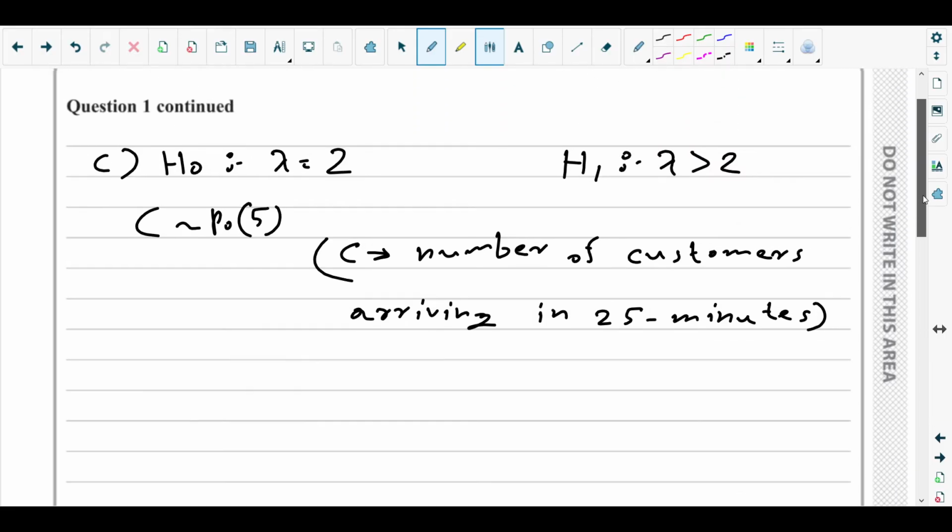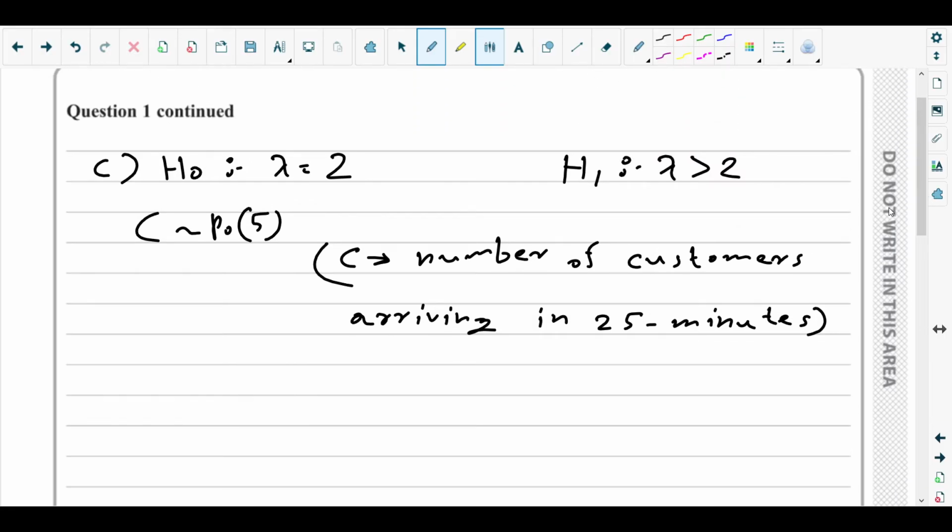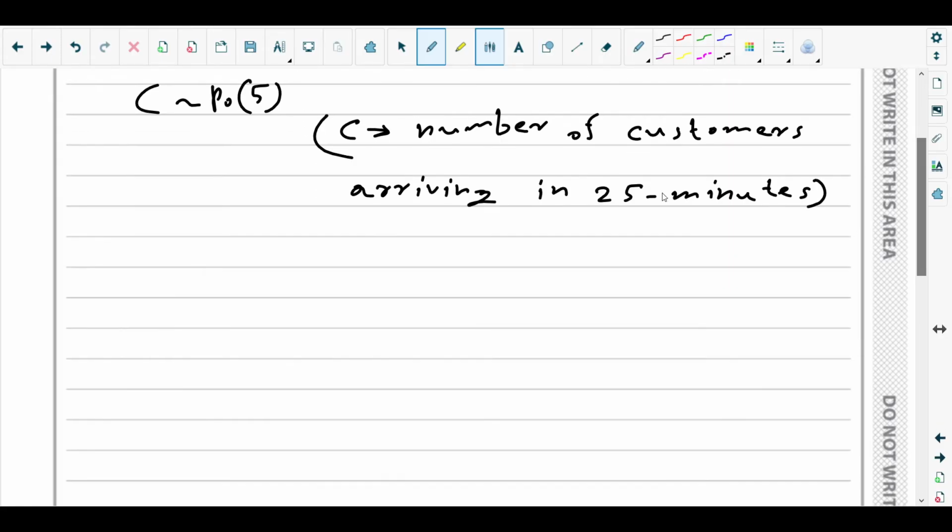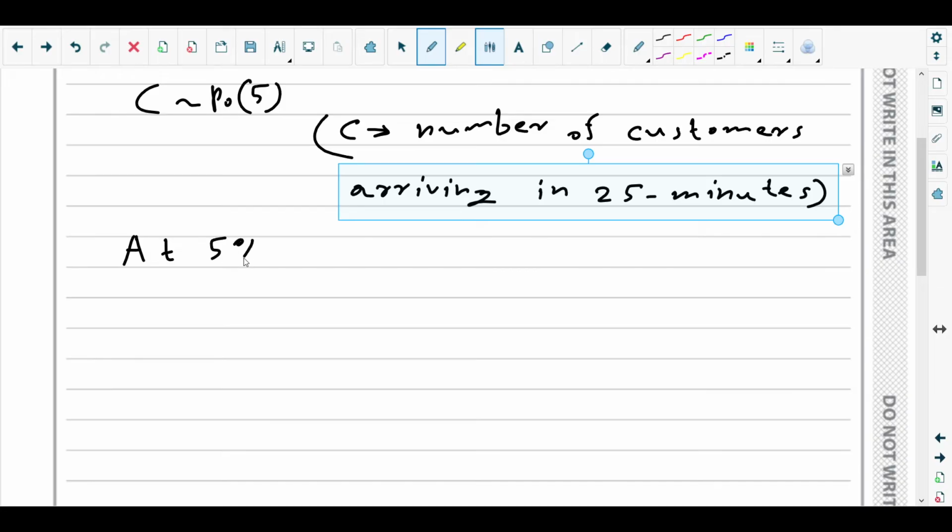Now the level of significance is 5%. Now you need to figure out whether the test is one-tailed or two-tailed. Definitely it is one-tailed, because we need to consider only greater than, right? Since we need to consider only greater than, it is one-tailed. So for one-tailed, at 5% level of significance, what can we write? At 5% level of significance, they got the outcome from the test statistic.